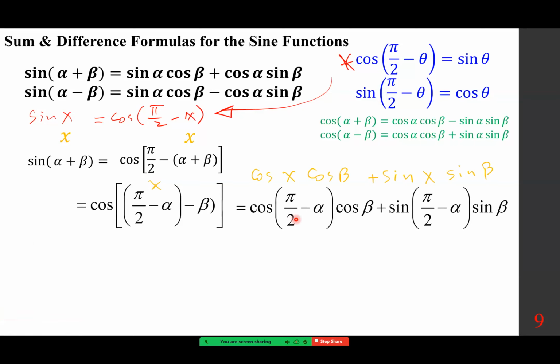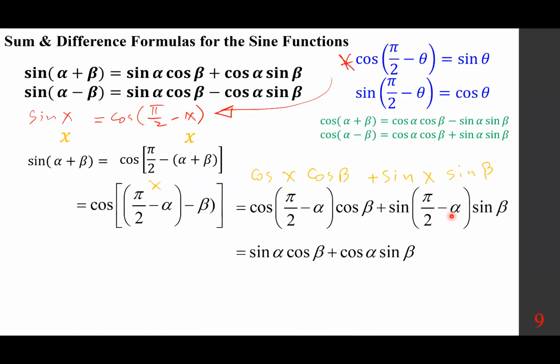Cosine of pi over 2 minus alpha. Look at this one. Cosine of pi over 2 minus theta is sine theta. So this is sine alpha. Sine of pi over 2 minus theta is cosine theta. So sine of pi over 2 minus alpha is cosine alpha. Okay. Very straightforward.